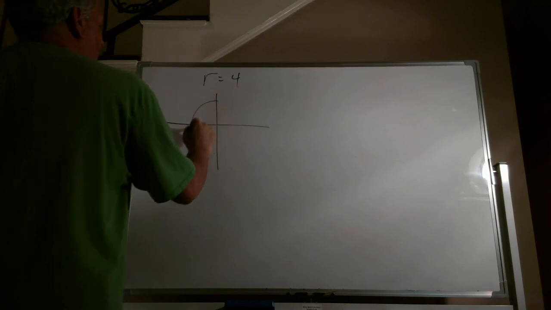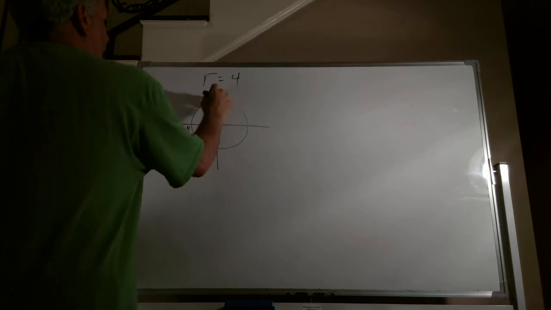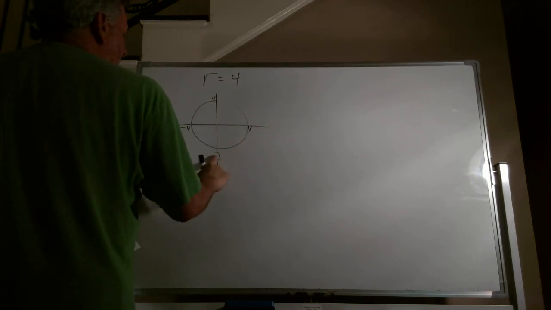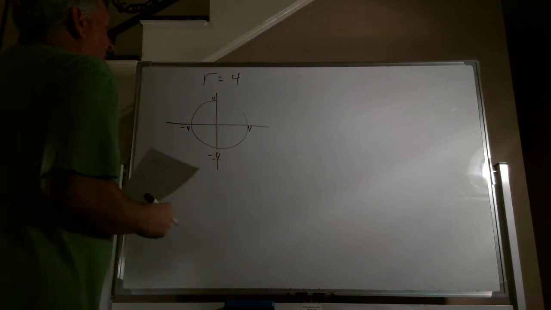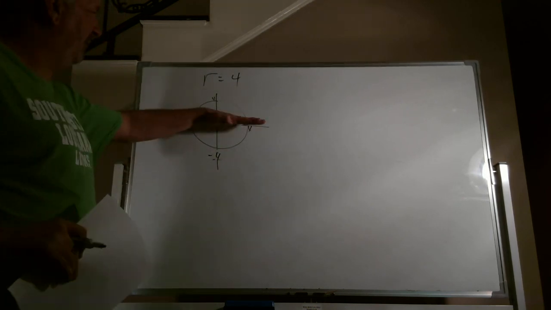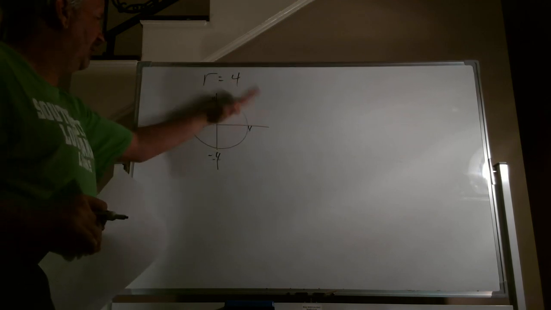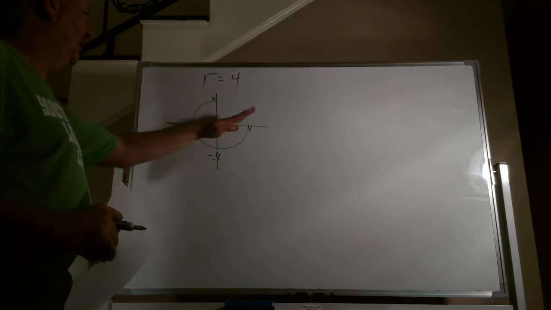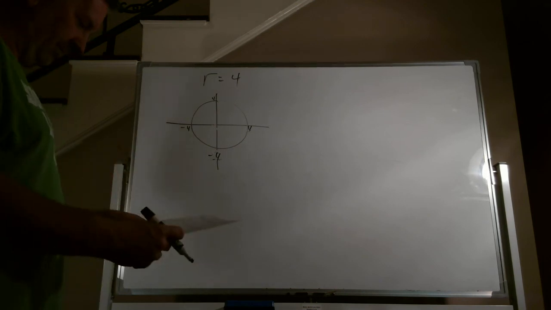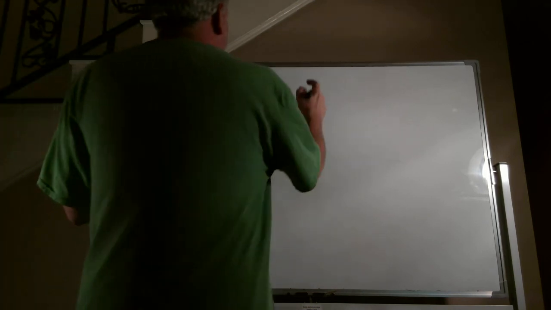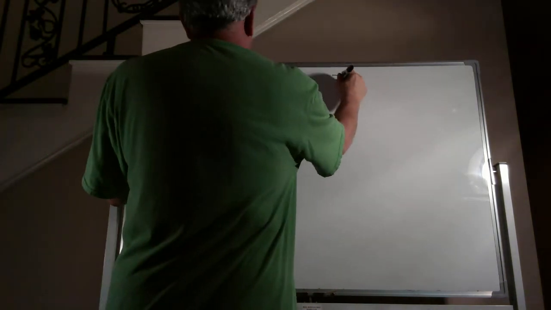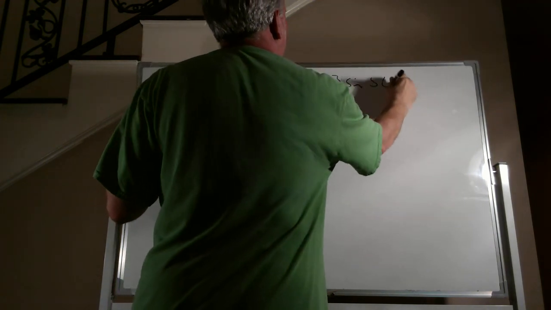So r equals 4. Well, the graph of that turns out to be a circle of radius 4 centered at the origin. That's no problem. And that makes sense, actually, because theta can be anything. So if theta is 0, r is 4, theta is here, r is 4, theta is here, r is 4, theta is here, r is 4. You get a circle. The next one here is r is 3 sine 5 theta.